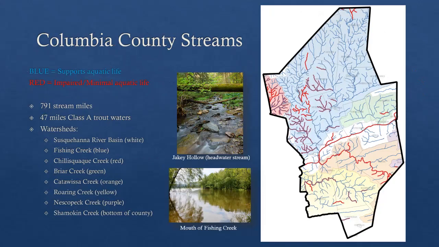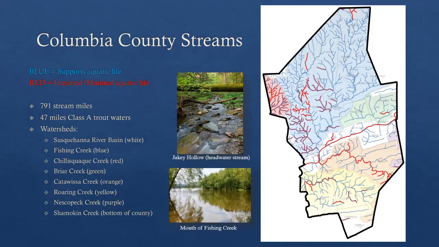So for Columbia County, here's a graphic that I made a while back. All of the blue lines are supporting aquatic life. They're the good streams. Anything in red is an impaired stream. Again, that's listed by the Pennsylvania Department of Environmental Protection, and that means that it has minimal aquatic life or it can't support aquatic life. We have 791 stream miles, so that's a pretty decent amount. And like I said, we have a couple of Class A trout streams throughout the county that are just a great resource, really high quality. It's definitely worth protecting and conserving.